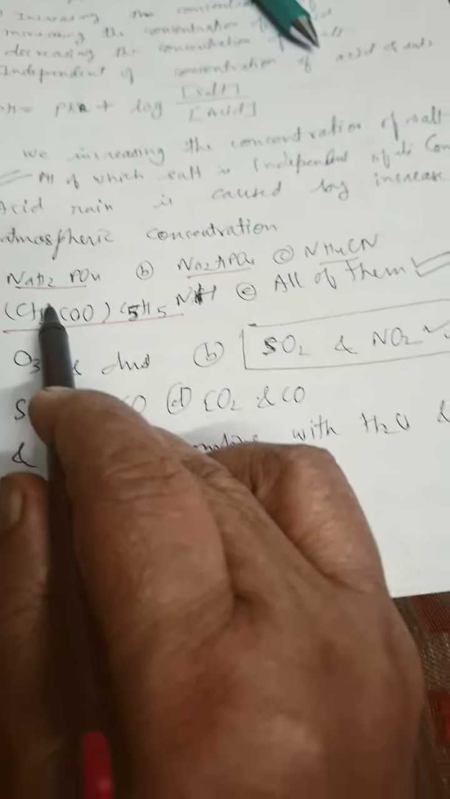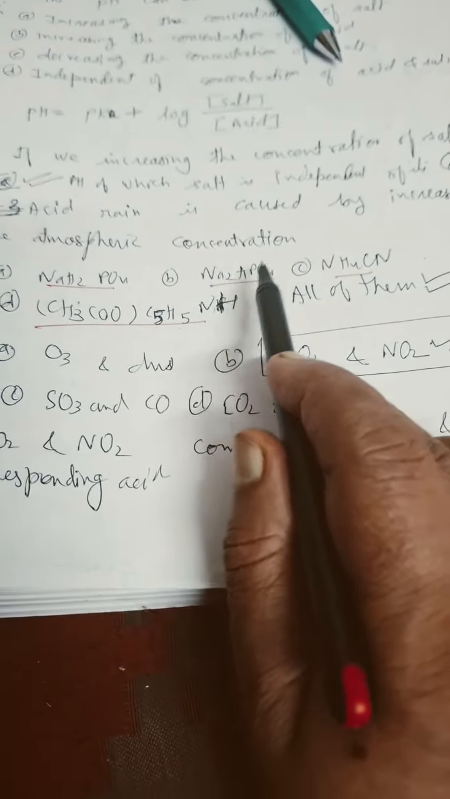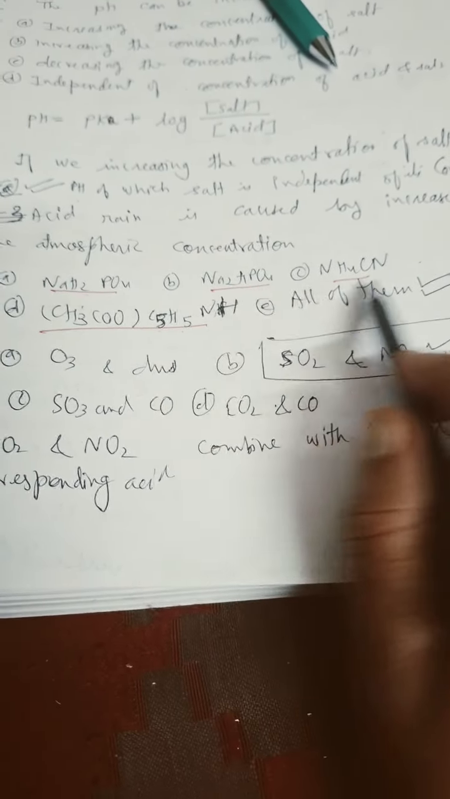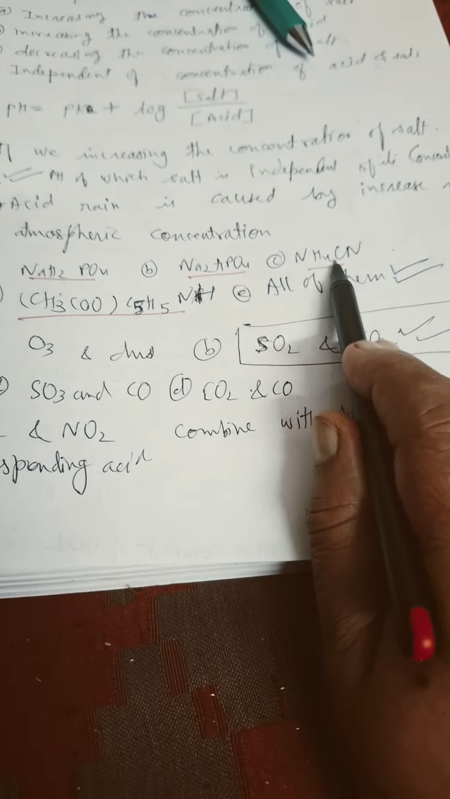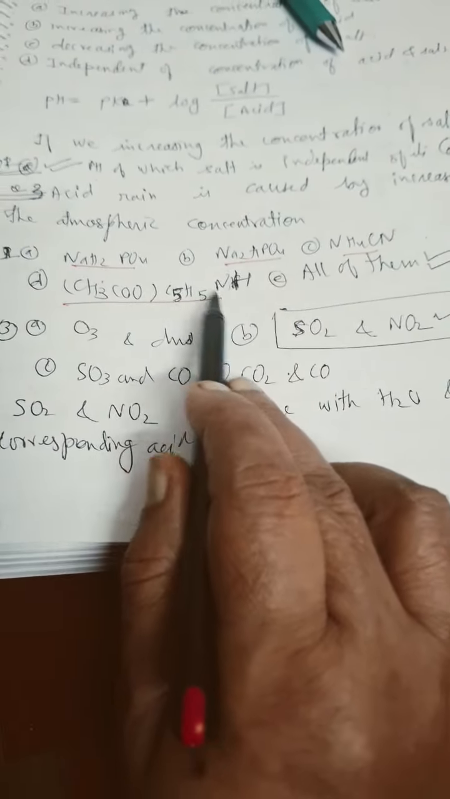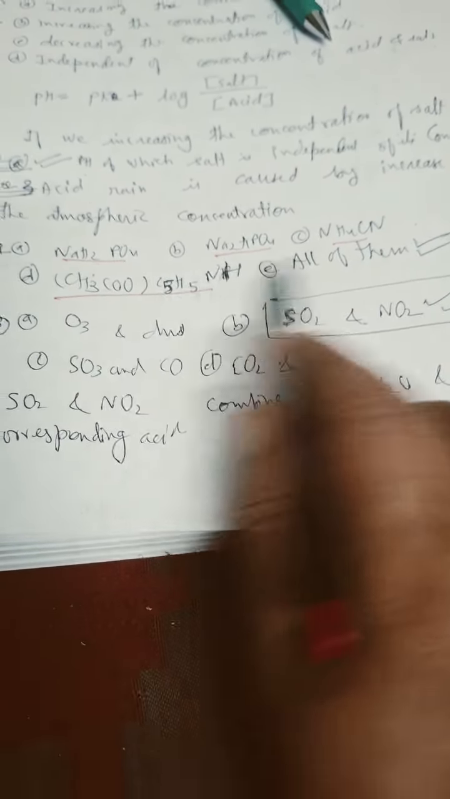So in the options, we see NaH2PO4: yes, it is independent of concentration. Na2HPO4, an acid salt, is also independent. NH4CN, a weak acid weak base salt, is also independent of concentration. Same here, the pH is independent of concentration. So all of these are correct.